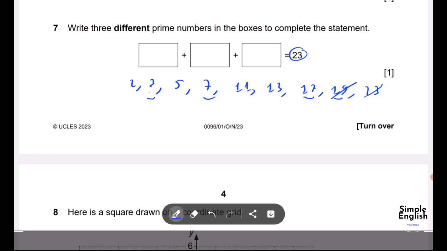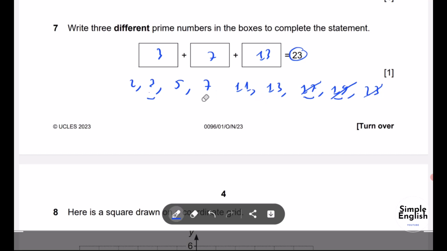Or 17, so we don't have any, right? We don't have any, so the sum of 23 with 17. How about 13? 13 is correct, right? 3, 7, and 13, right? How about another pair? How about another combination?